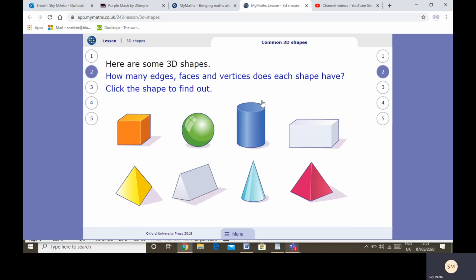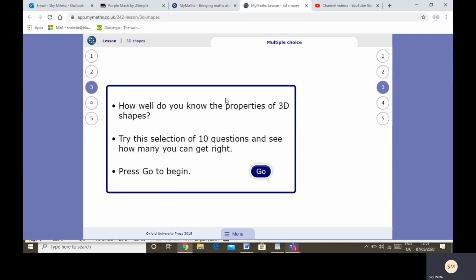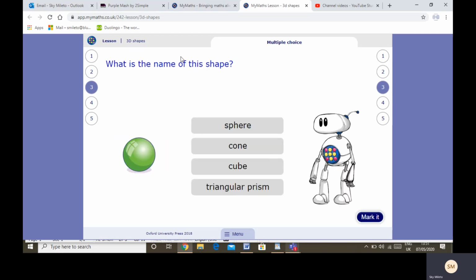Good. So those are all our 3D shapes. So you can have a go at this quiz on your own. How well do you know the properties of 3D shapes? Okay, so you can go through the questions. What name is this shape? Hope you all know it's a sphere.